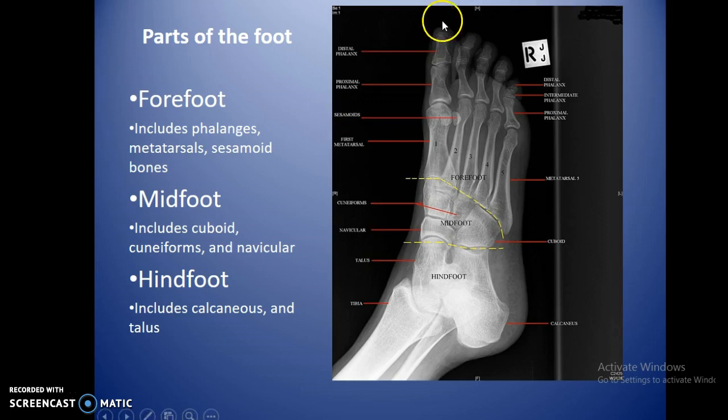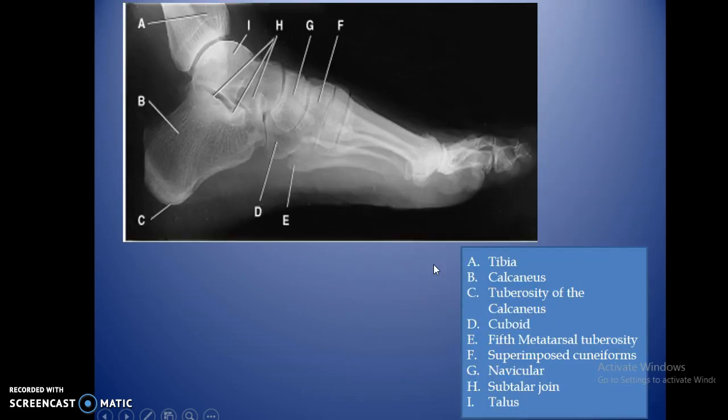Parts of the foot, really quickly, since we only have 4 minutes here. The forefoot is going to be everything from the metatarsals forward. Midfoot, these bones right in here, including the cuboid, cuneiforms, and navicular. Hindfoot is just going to include 2 things, calcaneus and the talus.